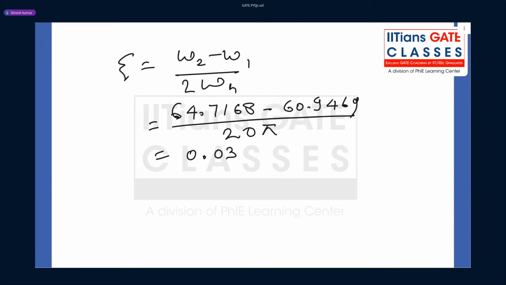Good, 0.03. Now they asked for the answer in percentage, so we need to multiply it by 100. When you multiply by 100, it will be 3%. So 3 is your answer.